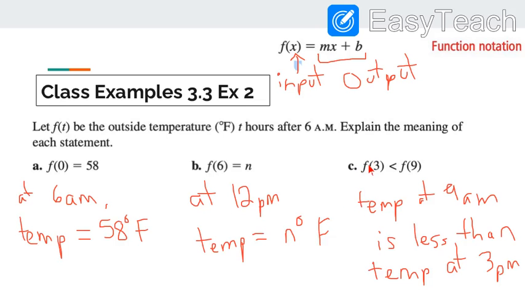Remember that this input says how many hours after 6 a.m. So I get 9 a.m., the first part of this, because 3 plus 6 is 9 a.m. I get this one, 9 hours after 6 a.m., so 9 plus 6 would give us 3 p.m.